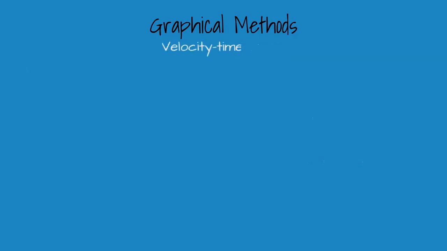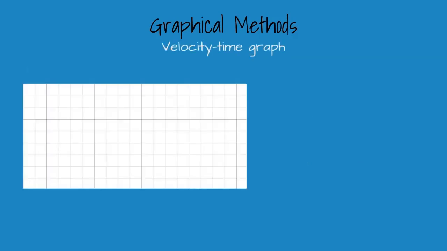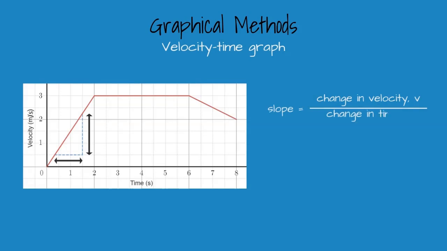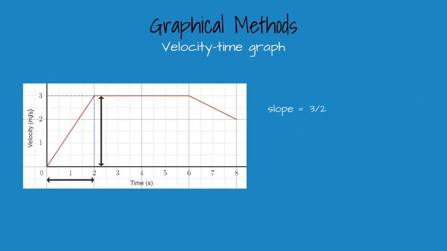The next graph is velocity time graph. In this graph, the time interval is represented along the x-axis, and the velocity of the object along the y-axis. The important thing to know is that the slope of the graph is equal to the change in velocity divided by the change in time, which is the formula for acceleration. So, in the first section, the change in velocity is 3 meters per second, and the change in time is 2 seconds, so the slope is 3 divided by 2, or the acceleration is 1.5 meters per second squared.